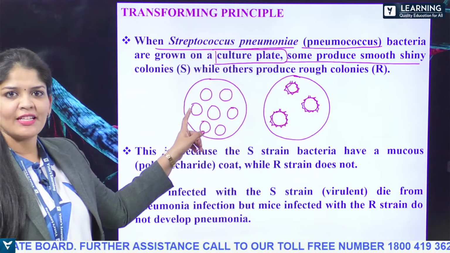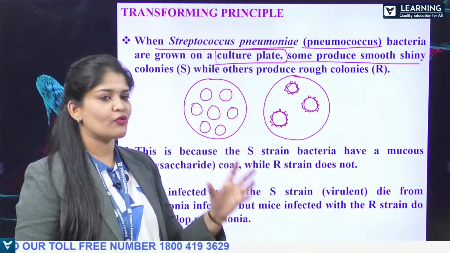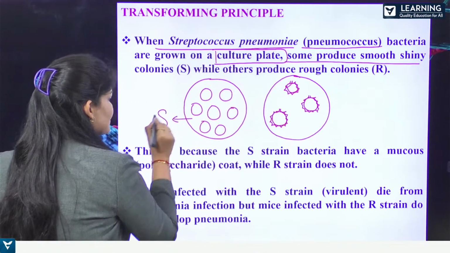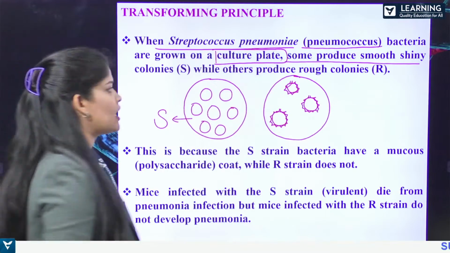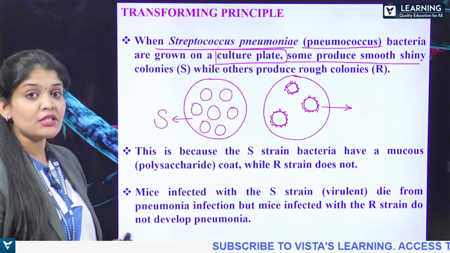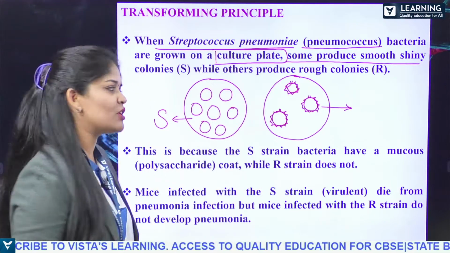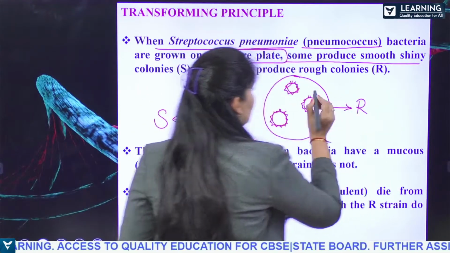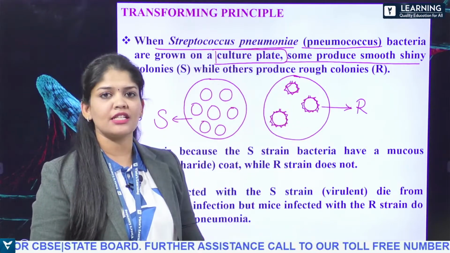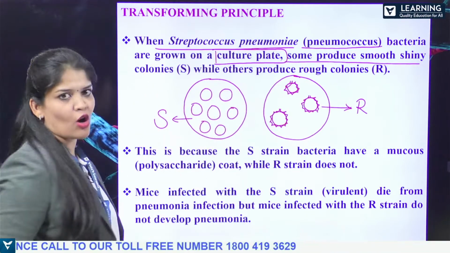Some of the bacteria look very smooth and shiny because they have a polysaccharide coat around them. So we call this strain the S strain, S for smooth. And the other bacteria are rough in nature, because they don't have that mucus polysaccharide coat around them. Therefore, this colony is full of rough bacteria, the rough strain. That is what we represent as the R strain. So this is the S strain and that is the R strain.